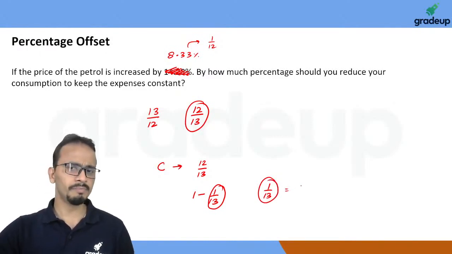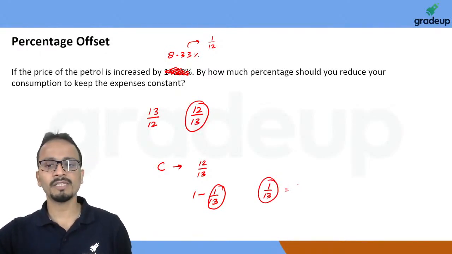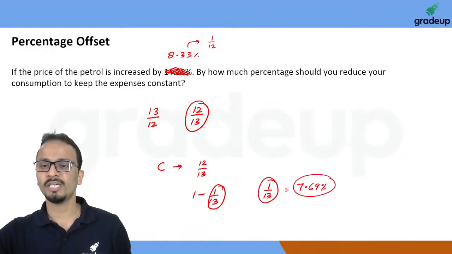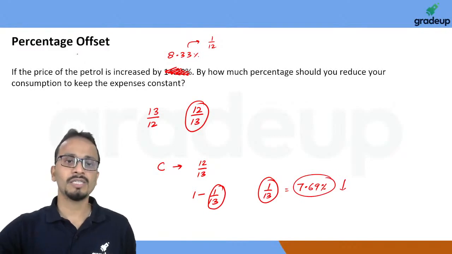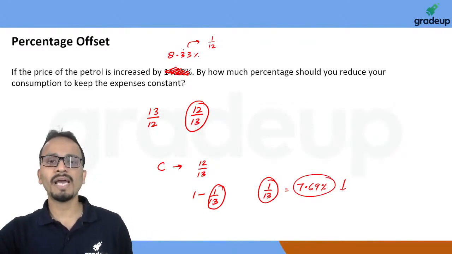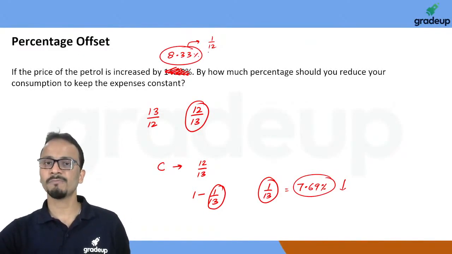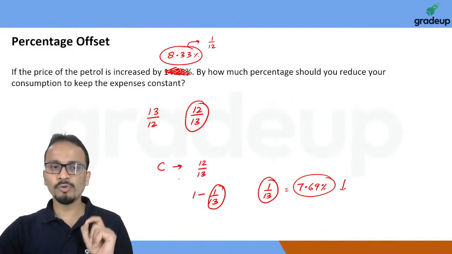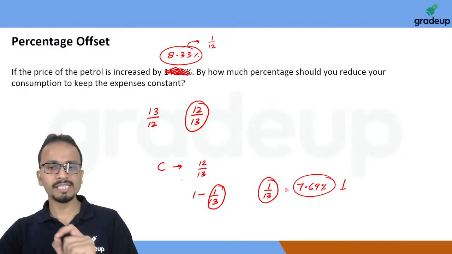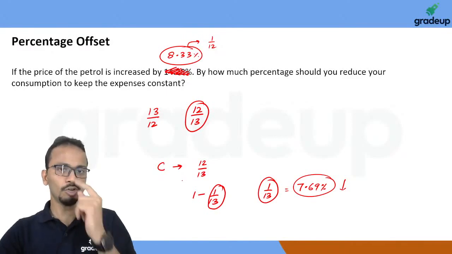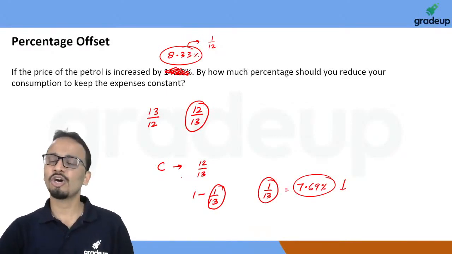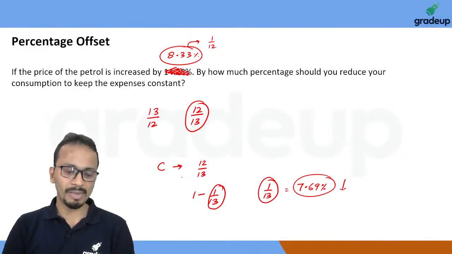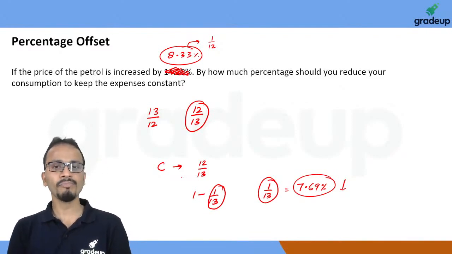Now you must remember the percentage equivalent of 1 by 13, which is 7.69 percentage. All right. So I can say that if the price of petrol will increase by 8.33 percentage, then we have to reduce our consumption by 7.69 percentage in order to keep the expenses constant. All right. Am I clear, my dear friends?